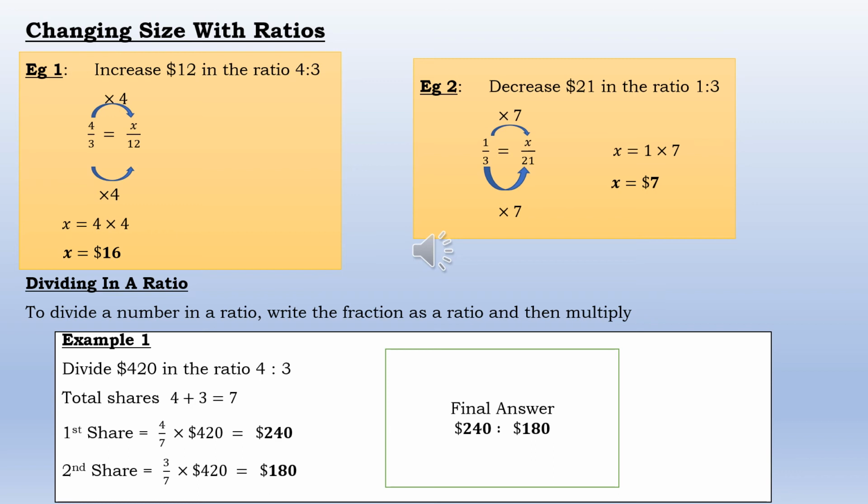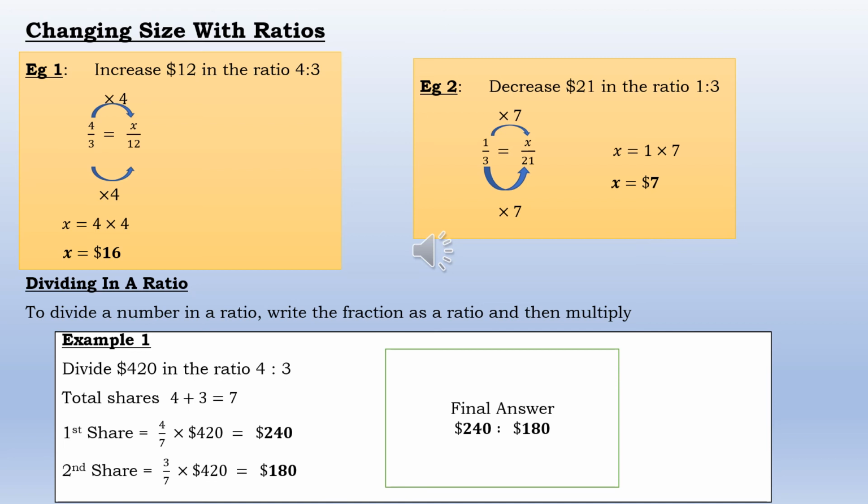So 3 times 7 will give us 21. If we are multiplying by 7 in the denominator, we do the same thing in the numerator, times 7. So x is equal to 1 times 7, and 1 times 7 is equal to 7.